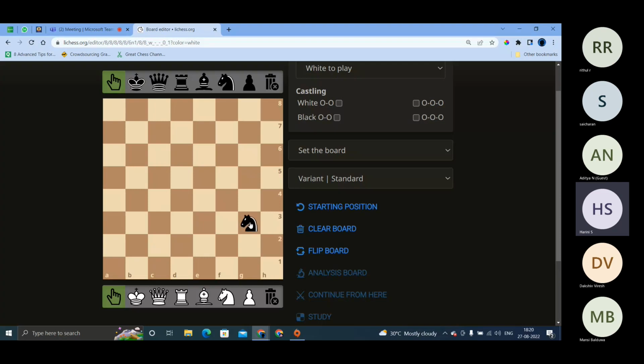Now Aditya, from here, where will the knight move? E4. Okay, so E4 means 2 steps this way, and then this is the landing square. So you have to put it here. Very good. Now Ritul, from here, where will the knight move? So this is the destination. It has to reach here. So where will it move?